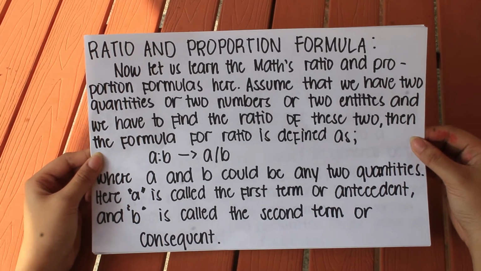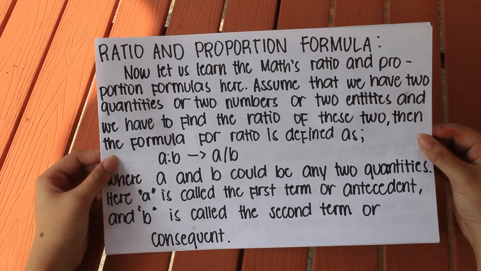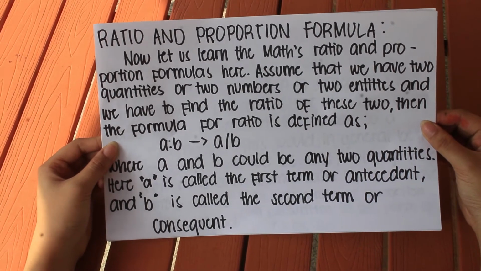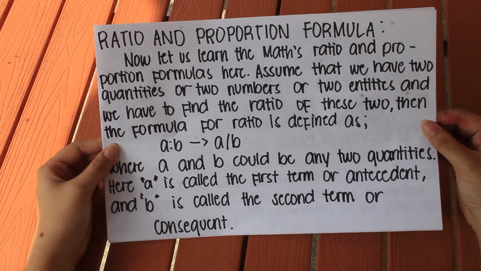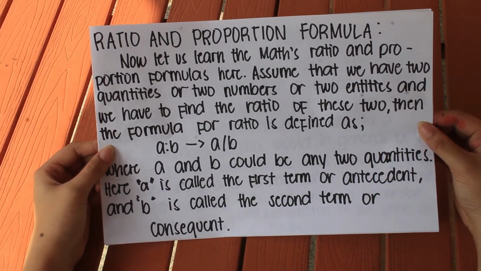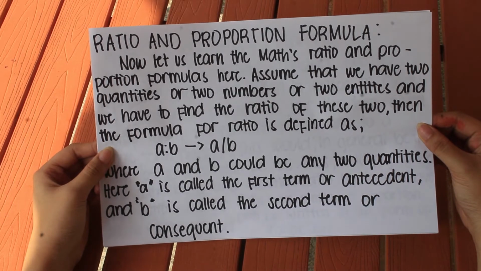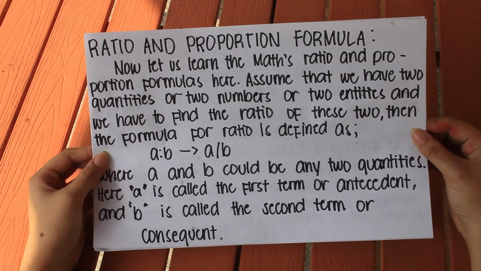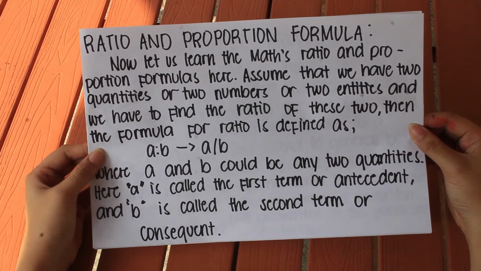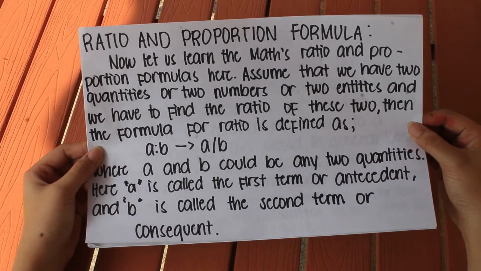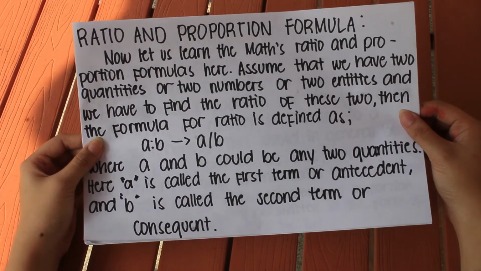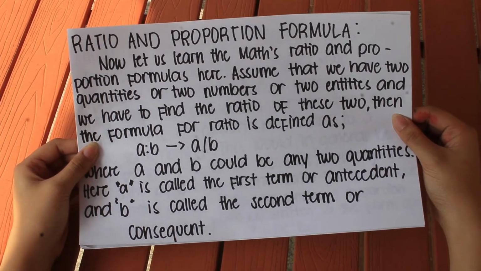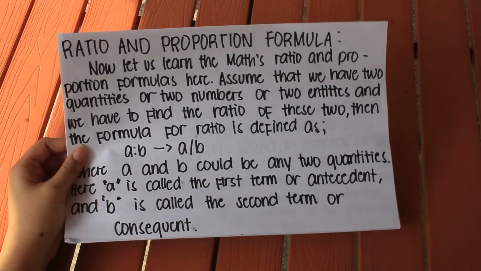Now, let us learn the ratio and proportion formula. The maths ratio and proportion formulas assume that we have two quantities or two numbers or two entities, and we have to find the ratio of these two. Then the formula for ratio is defined as A to B or A and B, where A and B could be any two quantities. Here A is called the first term or antecedent, and B is called the second term or consequent.